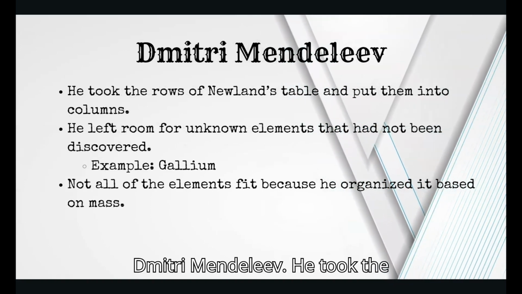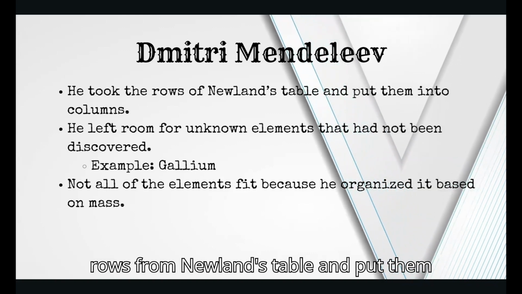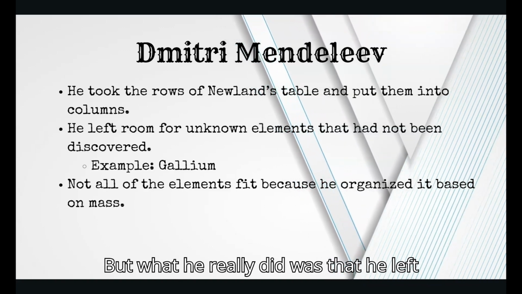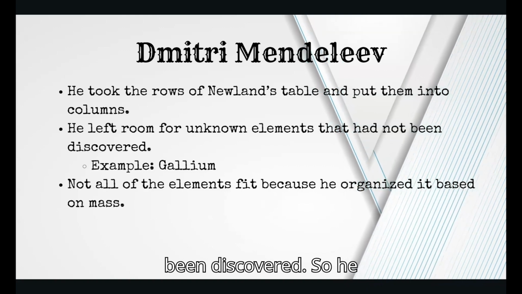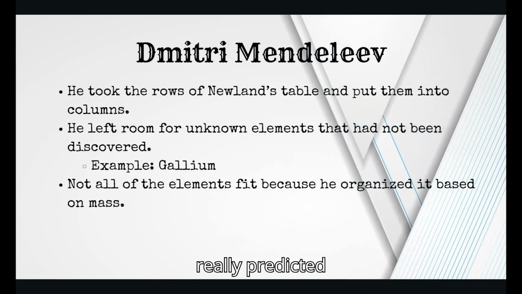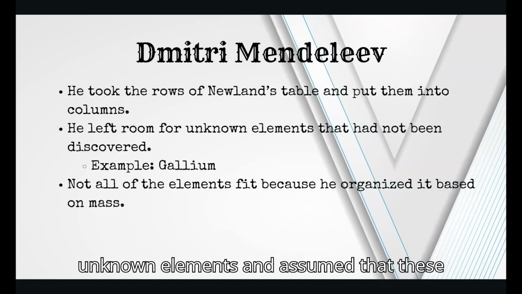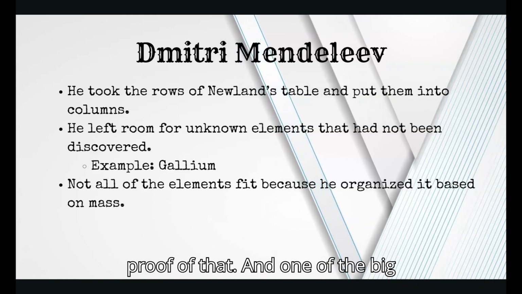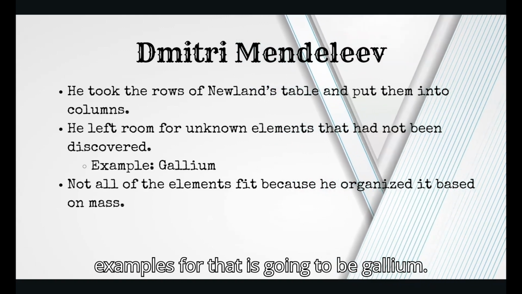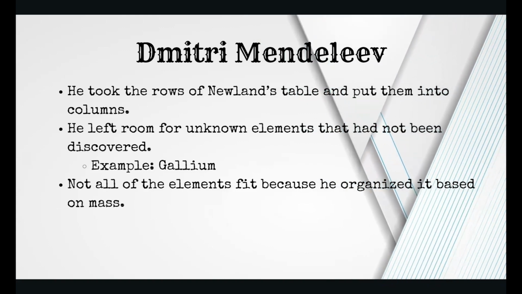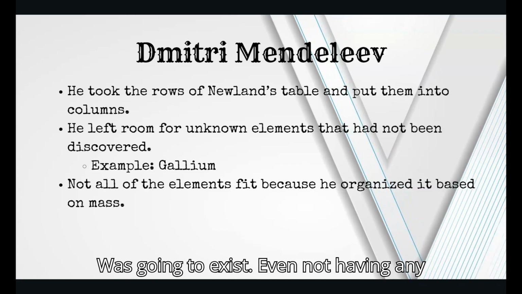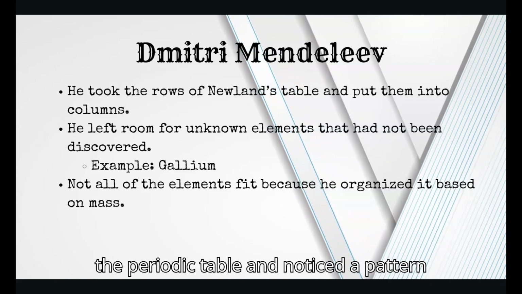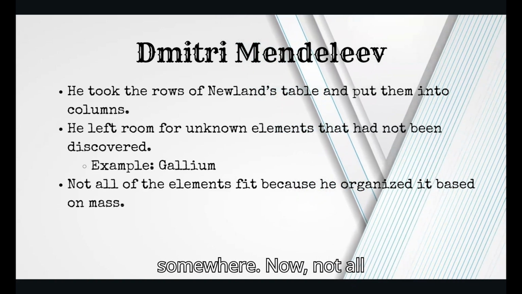Dmitri Mendeleev took the rows from Newlands' table and put them into columns. But what he really did was leave room for unknown elements that had not been discovered. So he predicted unknown elements and assumed that these elements existed, even having no proof of that. One of the big examples for that is going to be gallium. So he predicted that gallium was going to exist, even not having any proof of it. He was just reading the periodic table and noticed a pattern and assumed that gallium would exist somewhere.